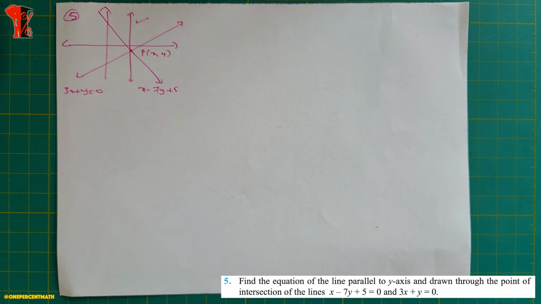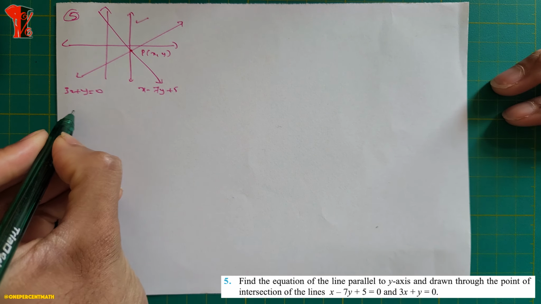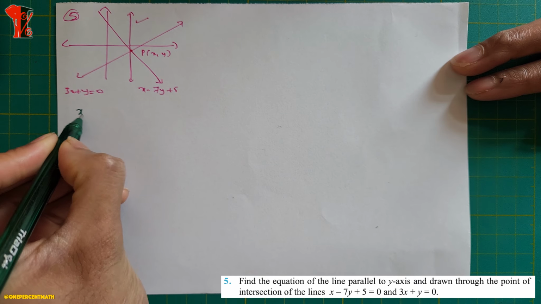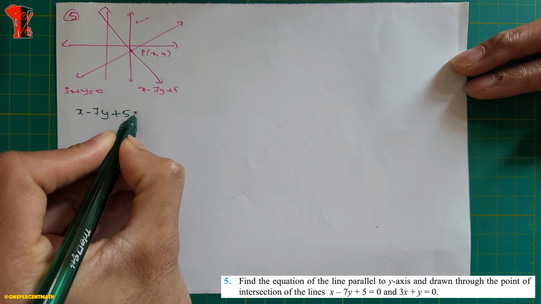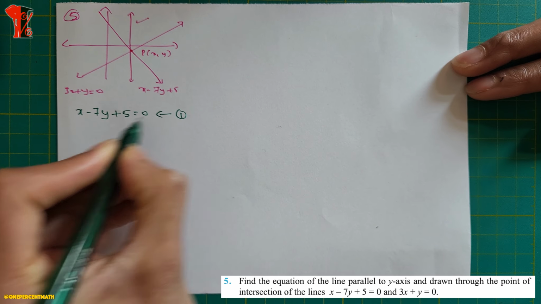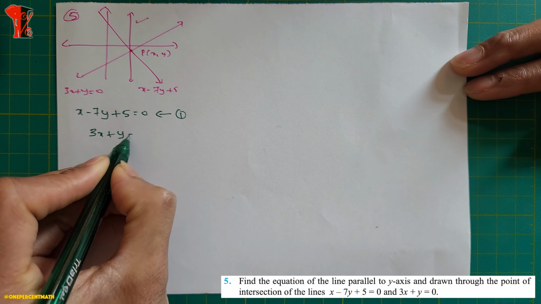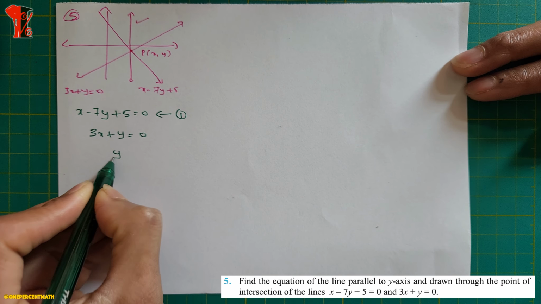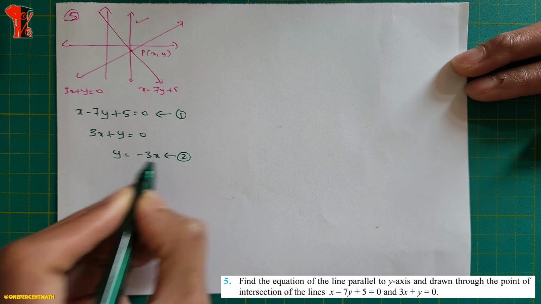So let's find that. Okay, to find that, let us solve the given equations. So given equations are, it's given already, x minus 7y plus 5 is equal to 0. It's going to be our first equation. And second equation was 3x plus y is equal to 0. So let us rearrange it. y is equal to minus 3x. Now this is equation number 2.